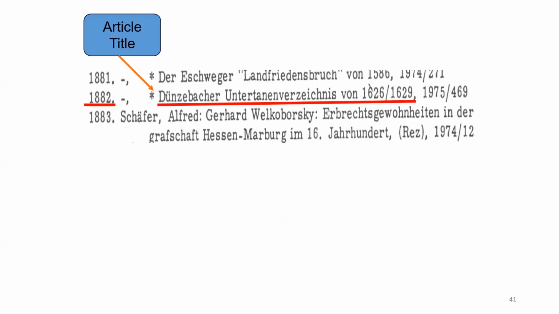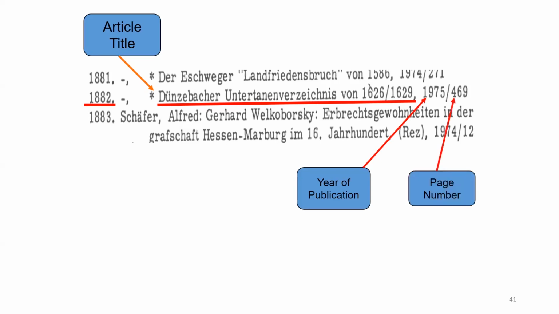This can be important if it includes information about your ancestor, because from 1618 to 1648, the 30 Years' War destroyed many of the church and other records. This may be one of the few records that exist for this town at this time. The year 1975, following the title, is the year the article was published in the periodical. The number 469, following the year, is the page number in that volume in which the article is found.